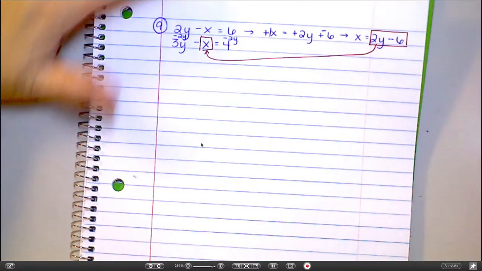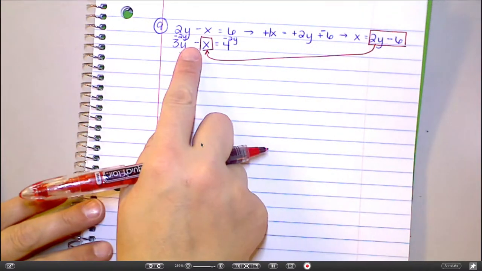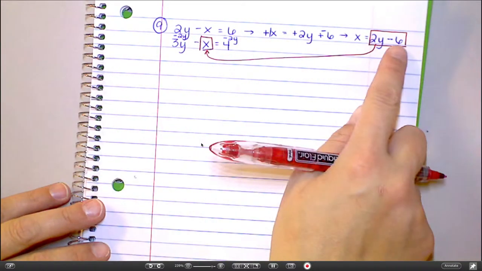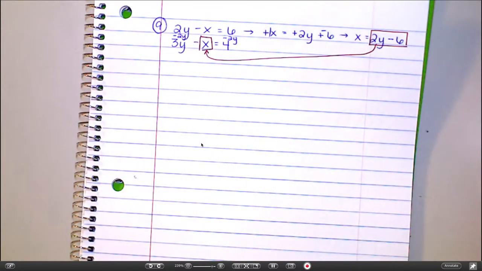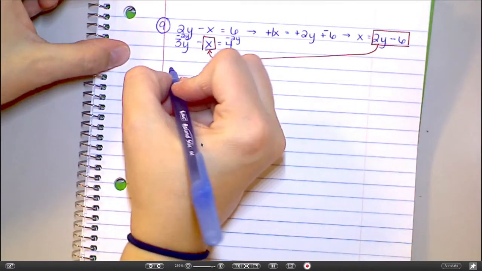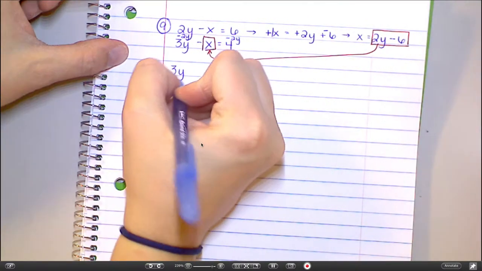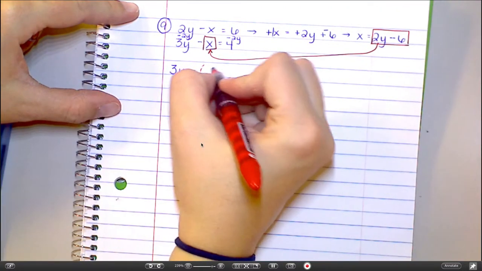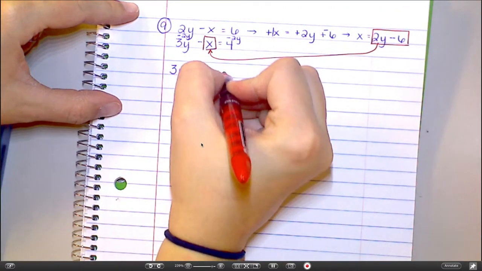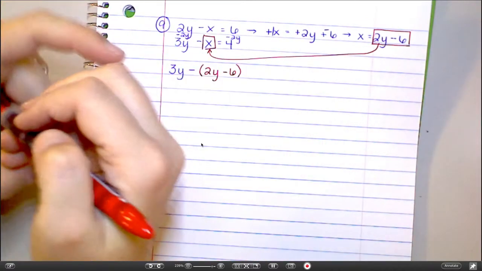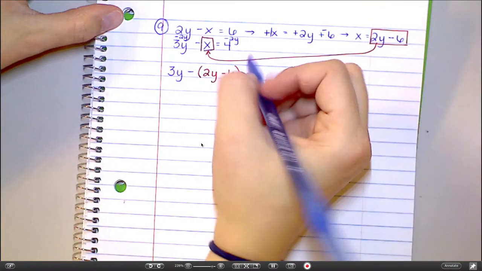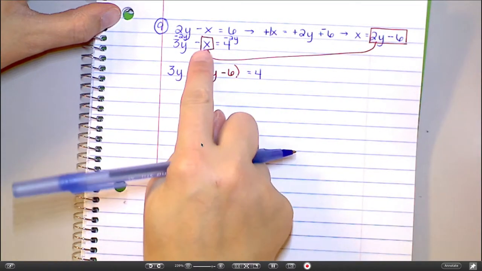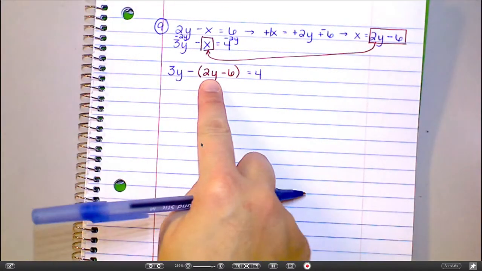And here's another stumbling point on this one. There's a negative sign in front of this x. So I need to make sure that I get that negative distributed to my x. Okay, here's what this is going to look like. 3y minus, and then in parentheses, I would write 2y minus 6 equals 4.